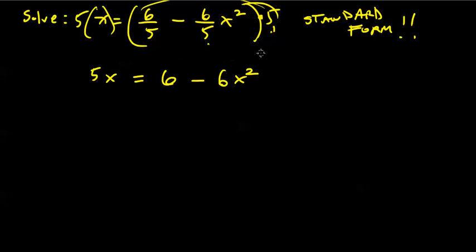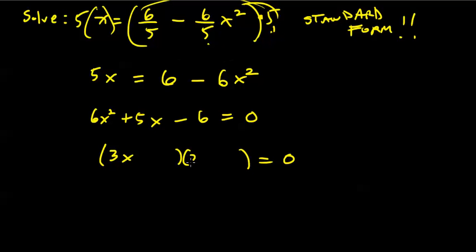Now I'll want to arrange my terms on the left in decreasing degree. Well, I'll add 6x squared to both sides. 5x is already on the left, and then I'll subtract 6 from both sides. So I get this resulting trinomial equation in standard form: 6x squared plus 5x minus 6. I think I can factor this.